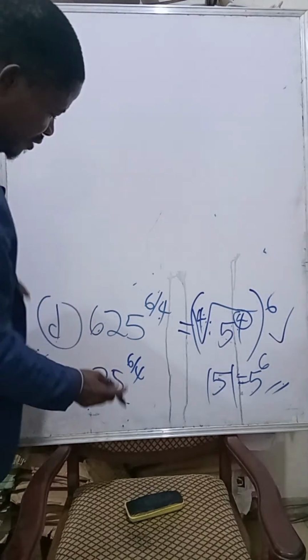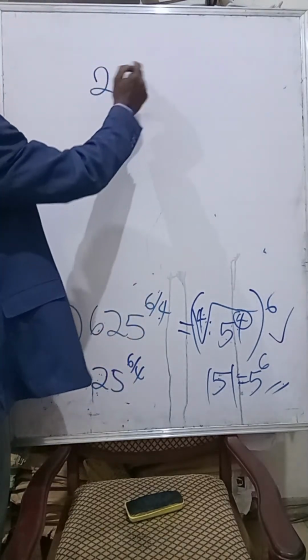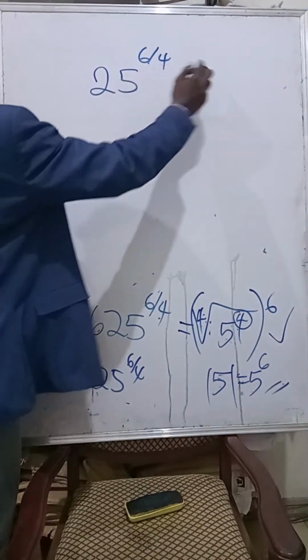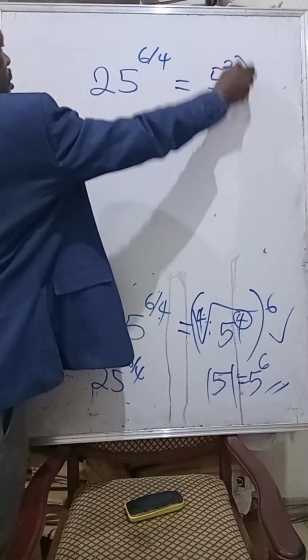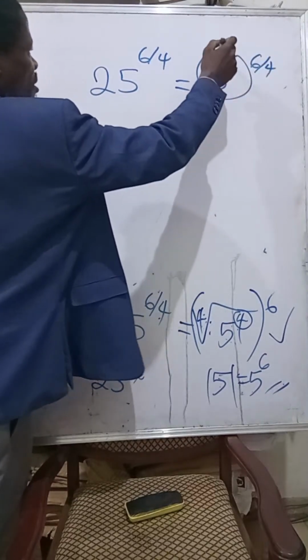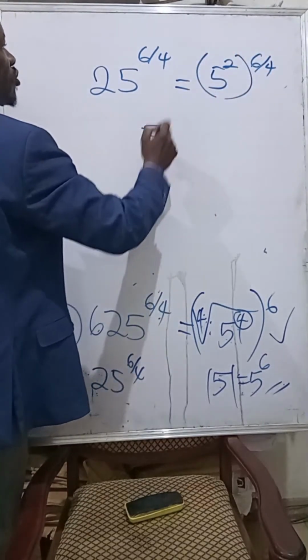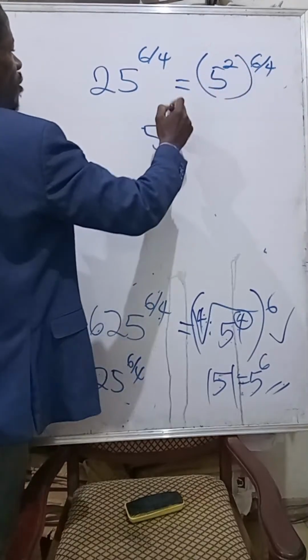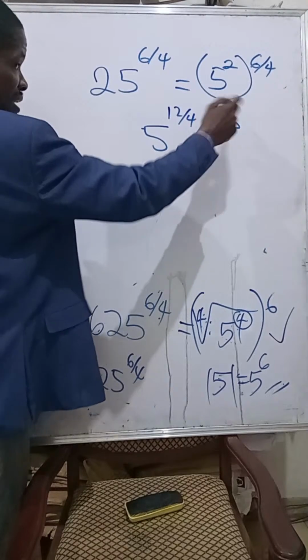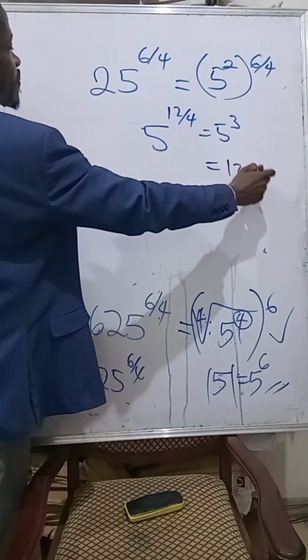So this one is 25 to power 6 over 4. 25 is the same thing as 5 to power 2. Okay, and then 6 over 4. So that will be 5 to power 2 times 6, that's 12 over 4, which is 5 to power 3, which is 125.